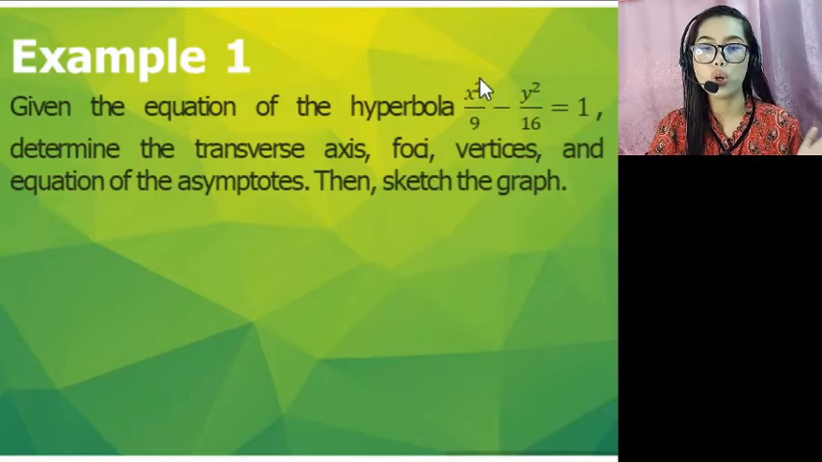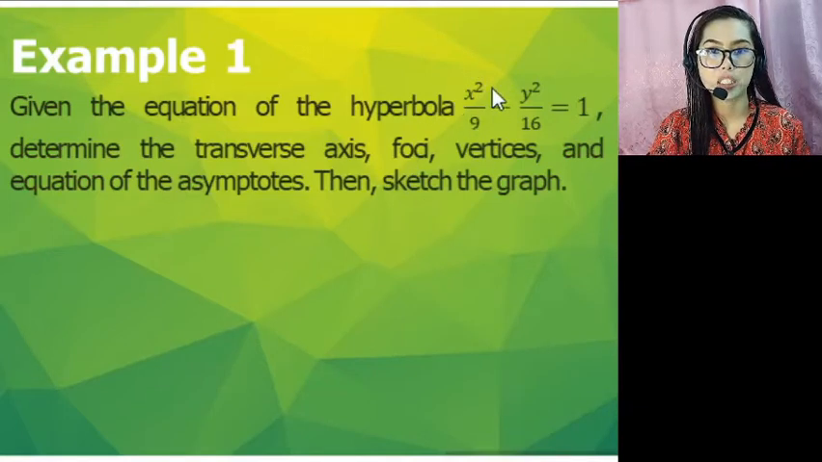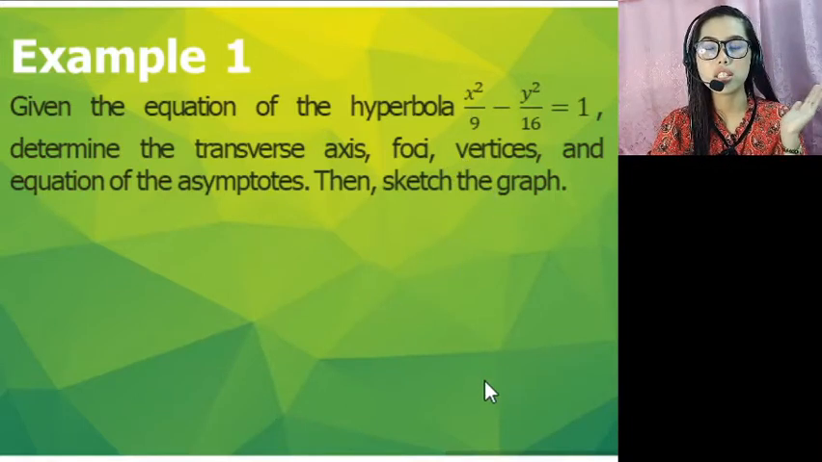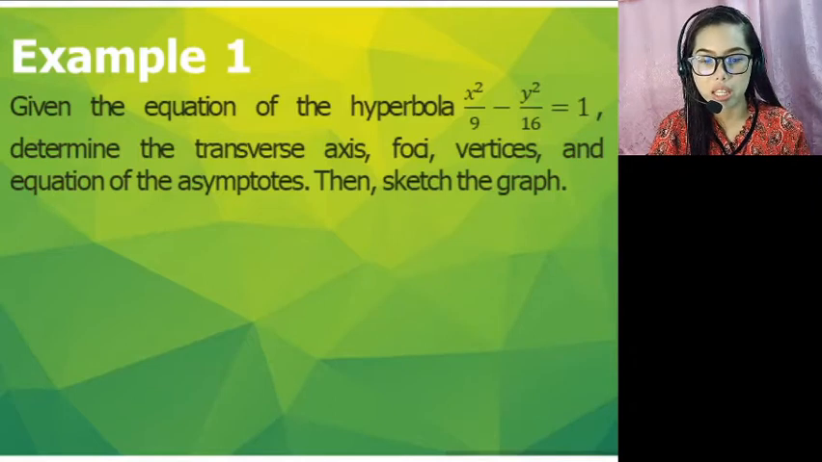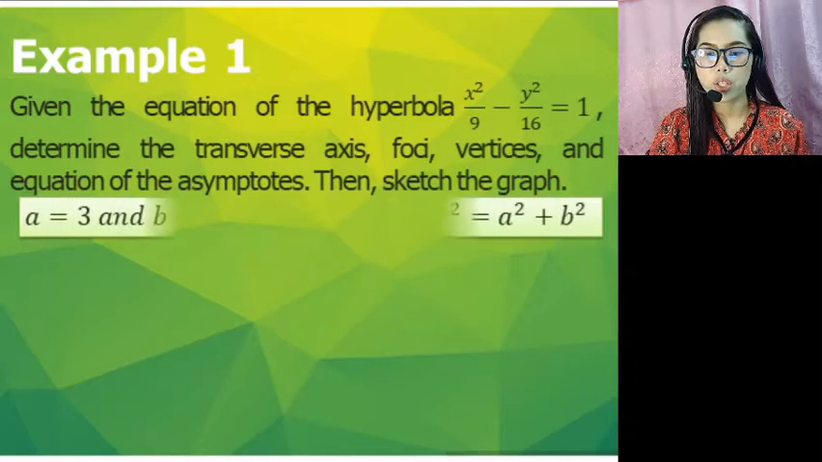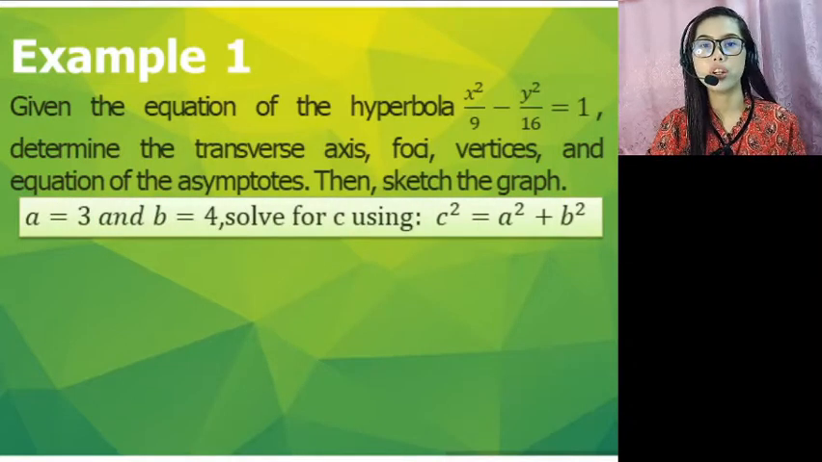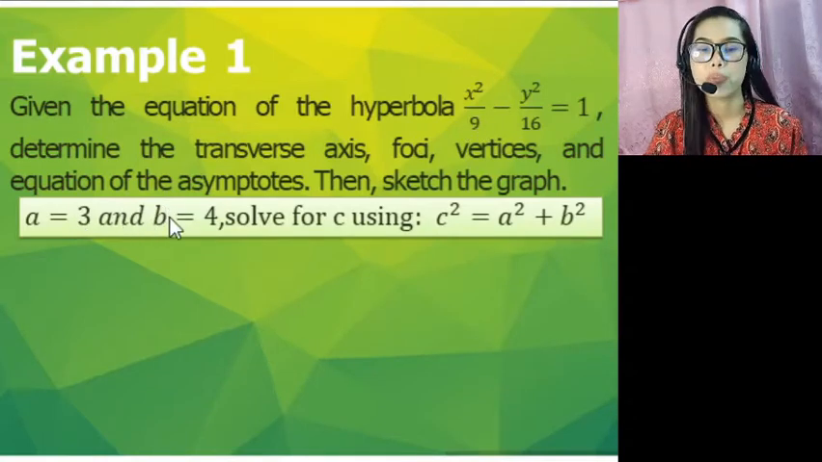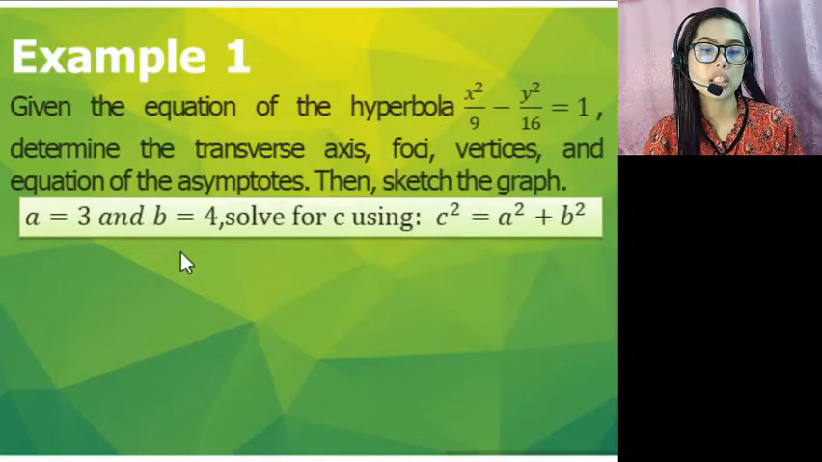If you're going to notice on the equation, our positive falls under x, so we have x squared over 9. In this case, our transverse axis is horizontal. So we are going to identify our given. Our a is 3 because the square root of 9 is 3. Our b is 4 because the square root of 16 is 4.